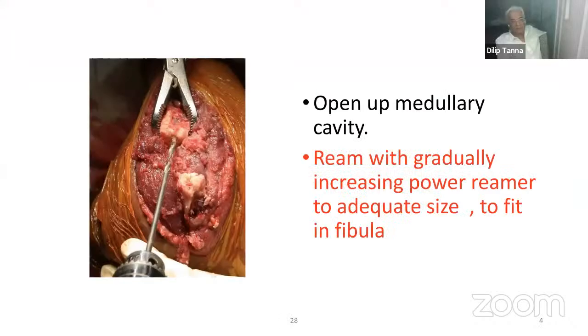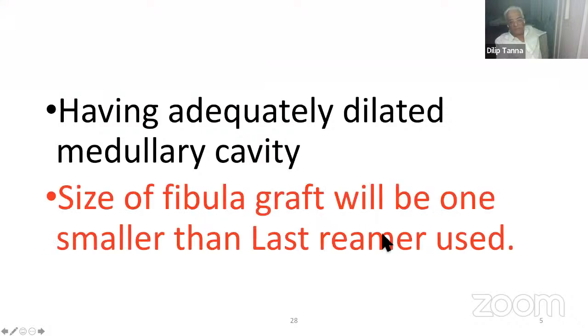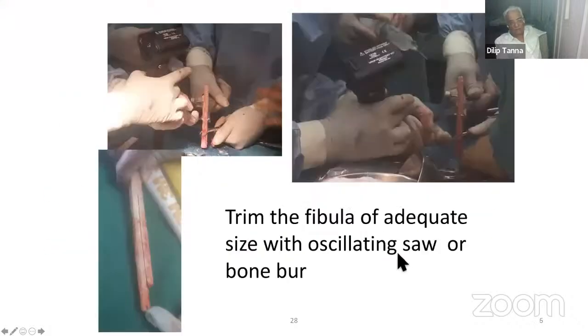Anyway, this is how I went through it. Open up the fracture, open up the medullary cavity, and ream gradually with increasing power reamers to an adequate size to fit the fibula. You start with the drill and gradually go on to bigger and bigger. Having adequately dilated the medullary cavity, the size of the fibula graft will be one smaller than the last reamer used. So now you take out the fibula and trim the fibula to adequate size with an oscillating saw or a bone burr, whatever you like to use.